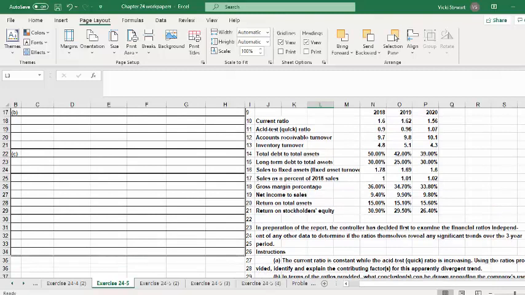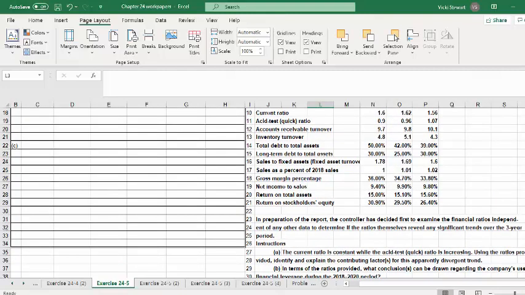So the instructions state first in Part A that the current ratio is constant while the acid test ratio is increasing. Using the ratios provided, identify and explain the contributing factors for this apparently divergent trend. So we do see that that is correct, that the current ratio has been declining and the acid test ratio has been increasing. So we know that the only real difference in the acid test or quick ratio and the current ratio in this problem would be due to inventory.